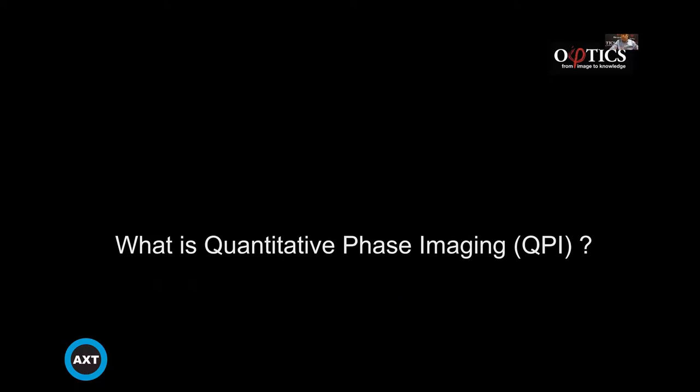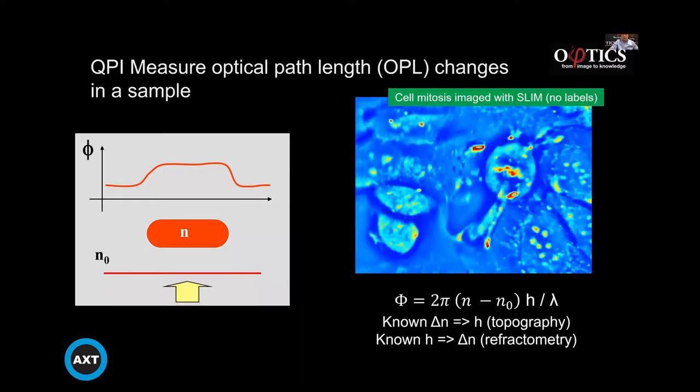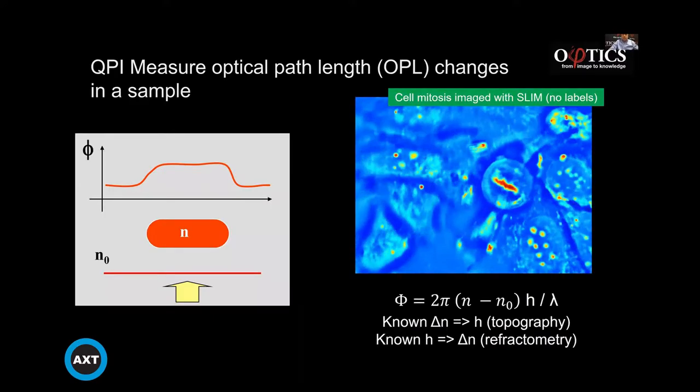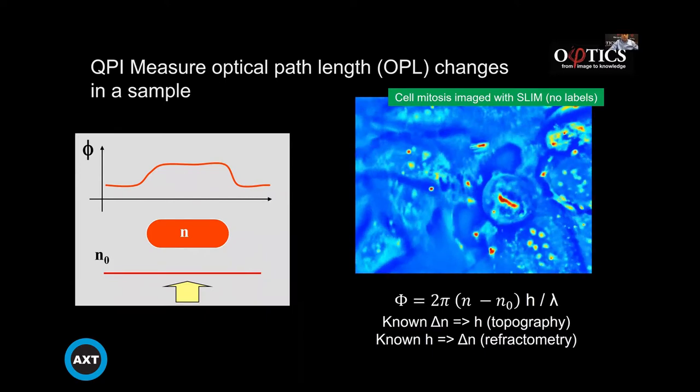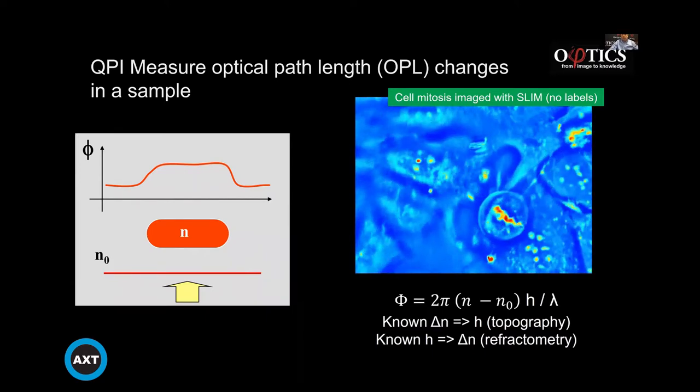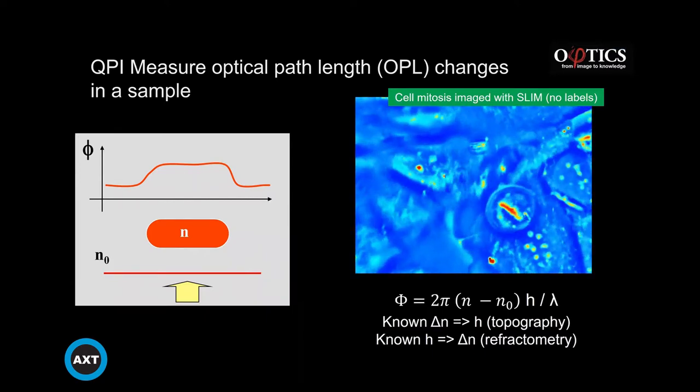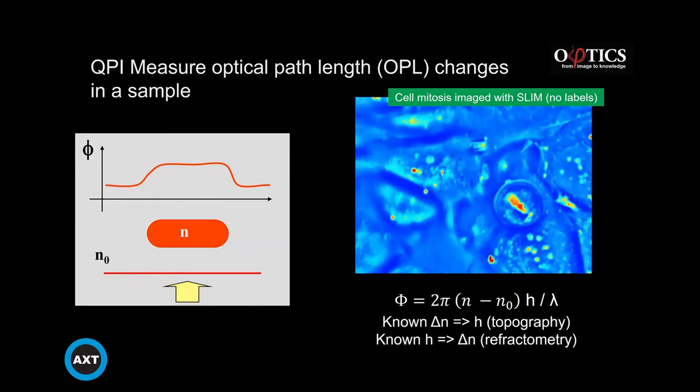I want to start with the question on everybody's mind. What is quantitative phase imaging? In short, it is a method to measure optical path length changes in a sample. That's the short description of it.